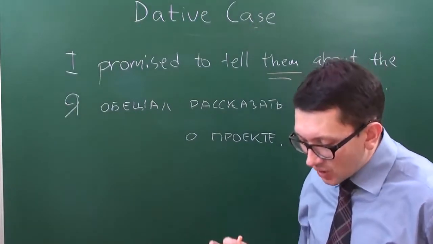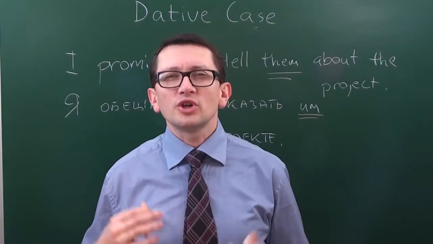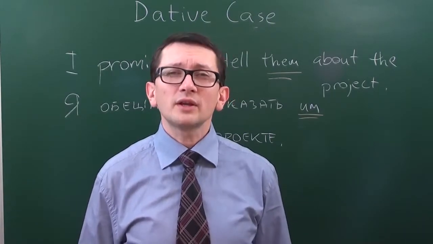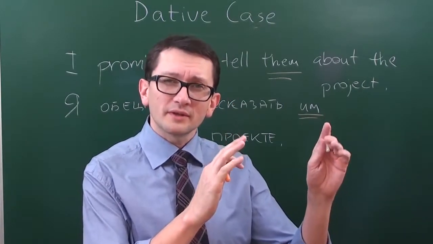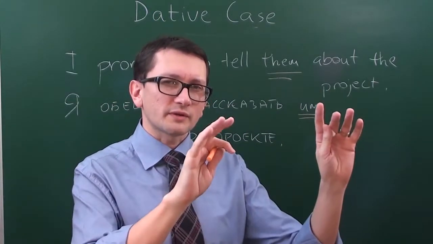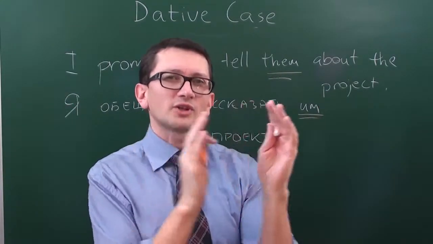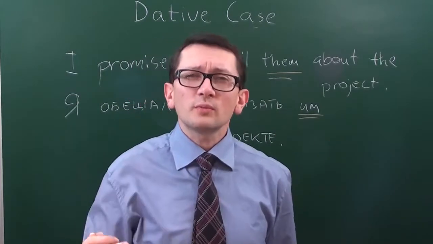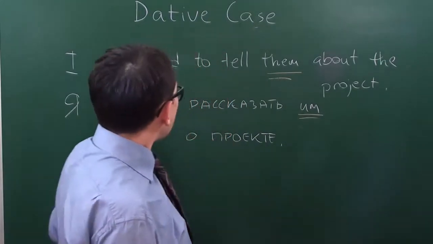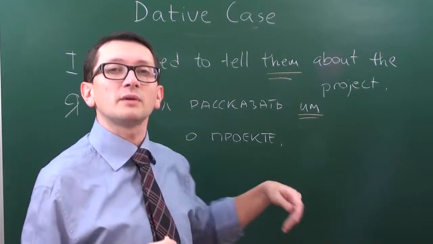Okay. So, when we speak about the recipient of the action, which usually is conveyed with the help of dative case, we can use the accusative case, yes? I gave this book to my friend, so the dative and the accusative, yes? Я отдал книгу другу, винительный падеж и дательный падеж. We also may use the dative together with the prepositional. For example, я обещал рассказать им о проекте. Yes, about what? About the project.